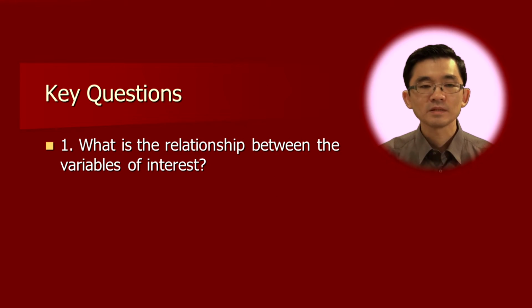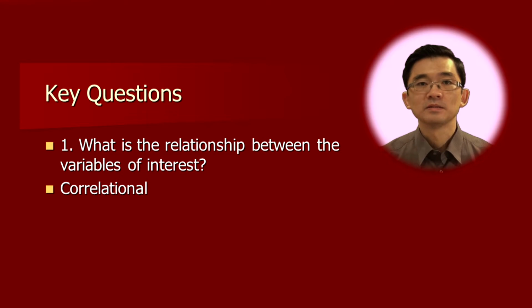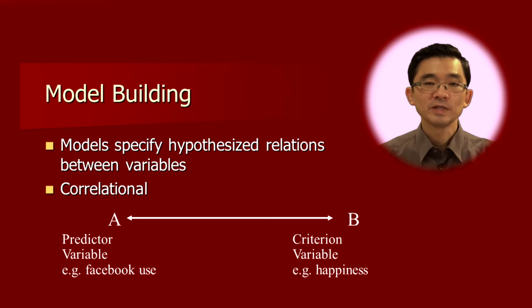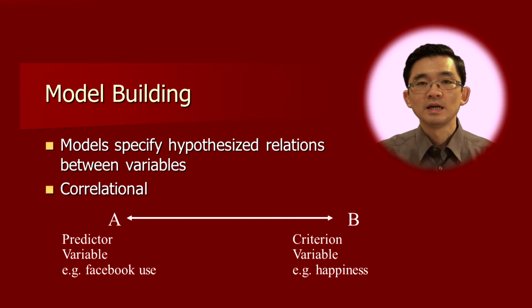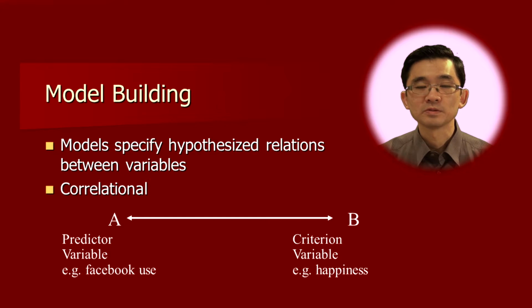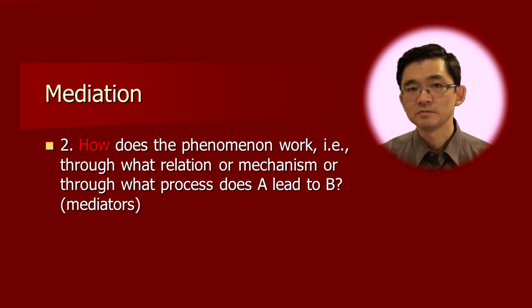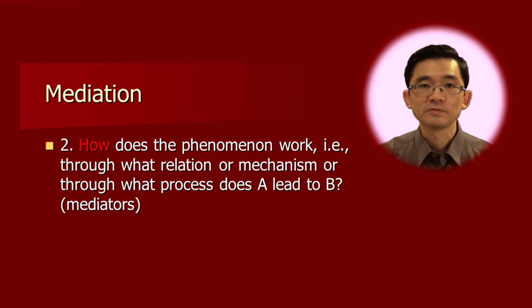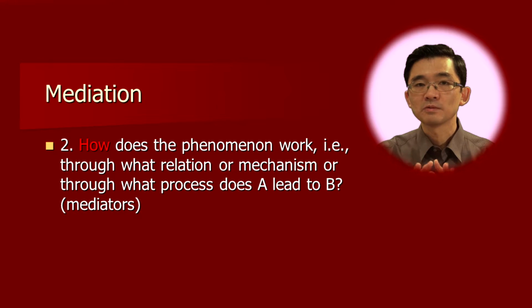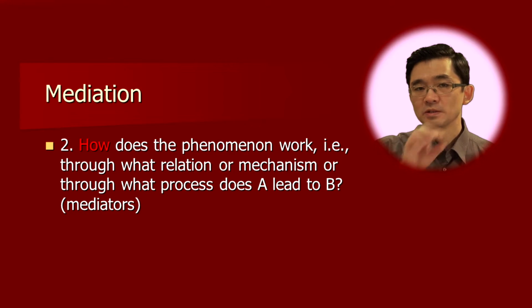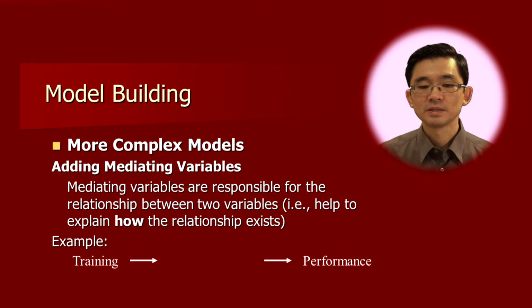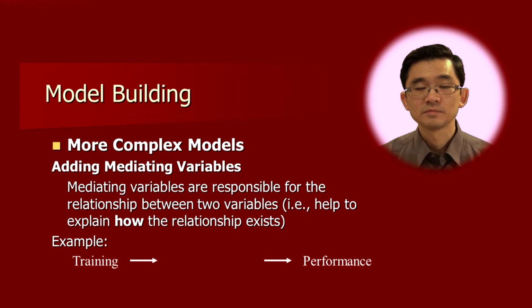Okay. So the first kind of research question, which I mentioned, looking at the relationships between variables, oftentimes we're doing a correlational analysis. So we might be measuring Facebook use and then happiness, and then we want to see whether those two variables are related or not. Okay. In the second type of research question, which I'm introducing to you today, how does the phenomenon work? We want to look at what is the mechanism through which A can become B. Okay. So let's take this example.